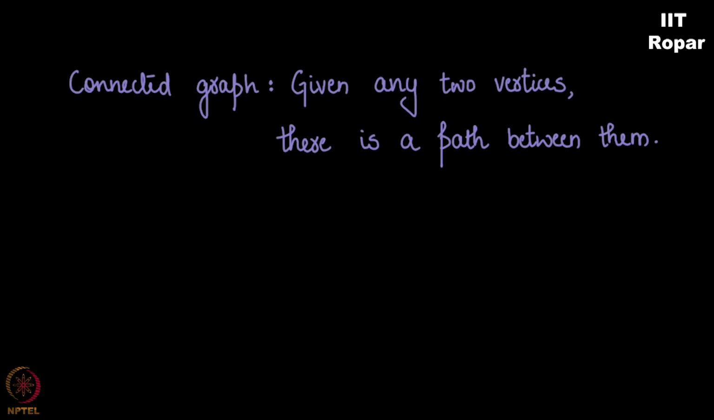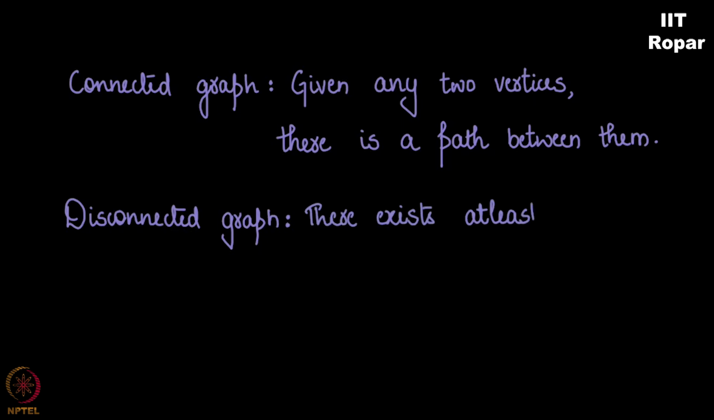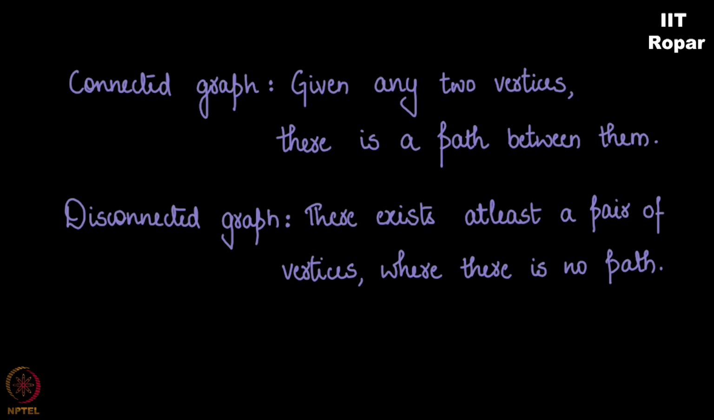Now what's the definition of a disconnected graph? As you know, the negation of this. What is that? There exists at least a pair of vertices U and V where there is no path from U to V. Correct? Okay. Let's use this definition in showing that the complement of a disconnected graph is always connected.